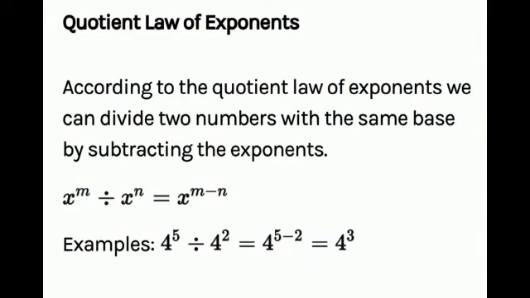Next law is quotient law of exponents. x raised to the power m divided by x raised to the power n is equal to x raised to the power m minus n. So students, according to the quotient law of exponents, we can divide two numbers with the same base by subtracting the exponents. For example, 4 raised to the power 5 divided by 4 raised to the power 2 is equal to 4 raised to the power 5 minus 2, which is equal to 4 raised to the power 3.